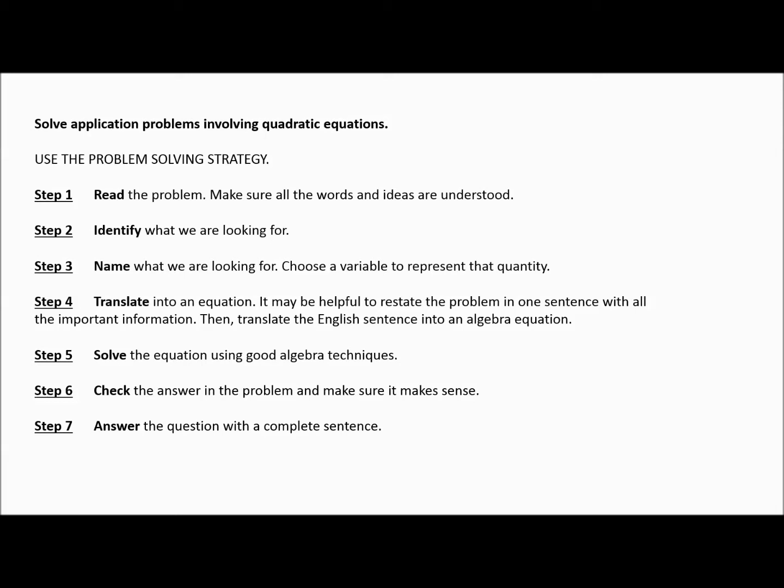Step 6, check the answer in the problem. Make sure it makes sense. If you get a negative answer when you're talking about the length of a side, you know something's wrong. So you should always look at your answer in the context of your problem that you're trying to solve. And finally, step 7, answer the question with a complete sentence. That's something we always forget to do, but it's a really good idea.